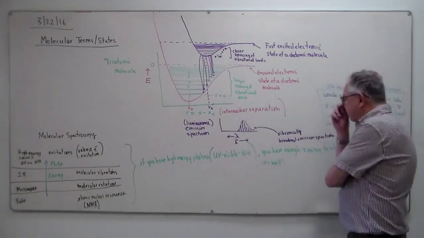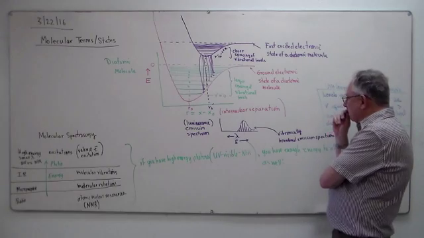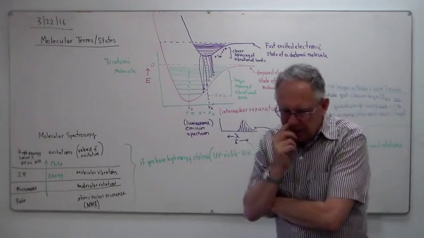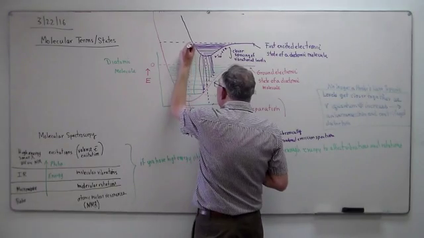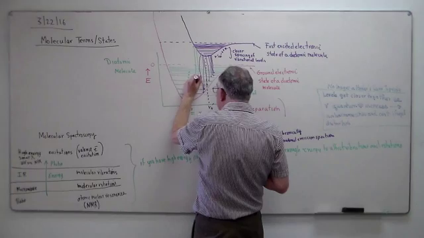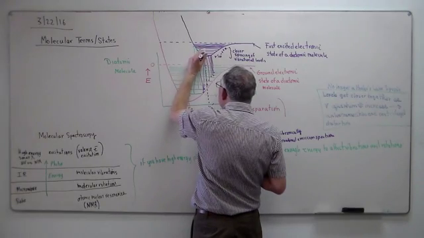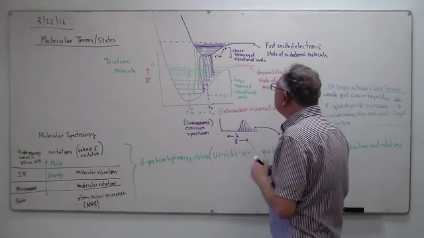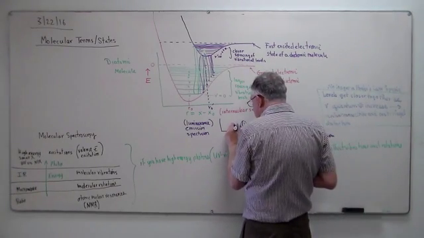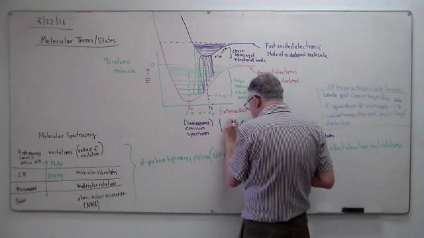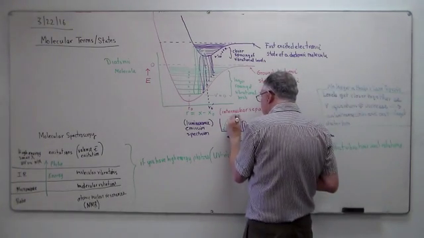Now, what will happen when I go the other way? Well, now I start stepping up like this, and I get a whole series of lines going up. And guess what? I get another transition with a bunch of lines like this. So this is the absorption spectrum.